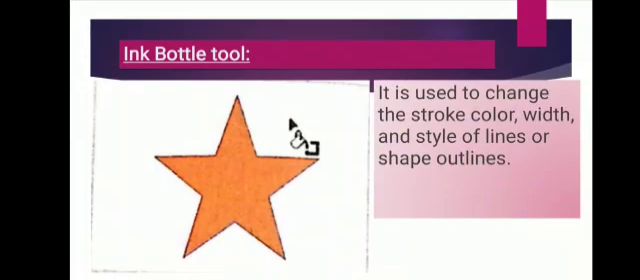For this, select the ink bottle tool. See, this is the symbol for the ink bottle tool. Choose the stroke color, width or line you want to change from the properties panel. Then click on the line where you want to apply the different properties. Clear? It is clear about the paint bucket tool and ink bottle tool. Only one difference: the paint bucket tool helps in filling the enclosed area of the object, and the ink bottle tool changes the stroke color, width and style of the lines.